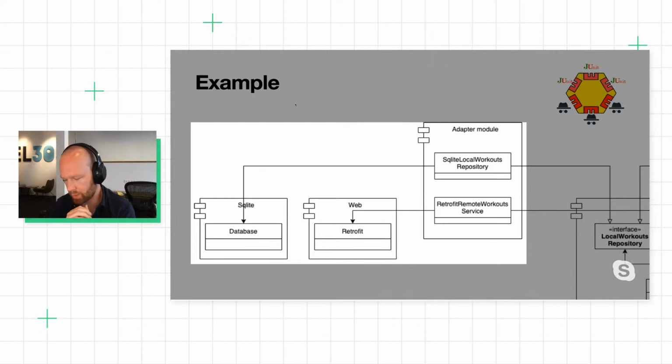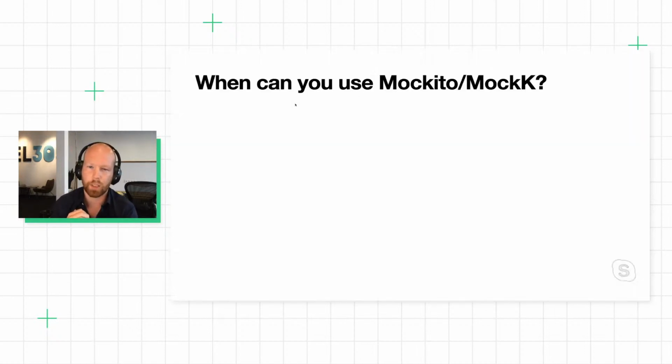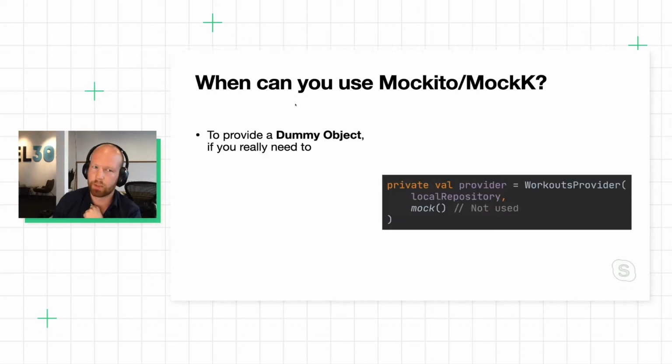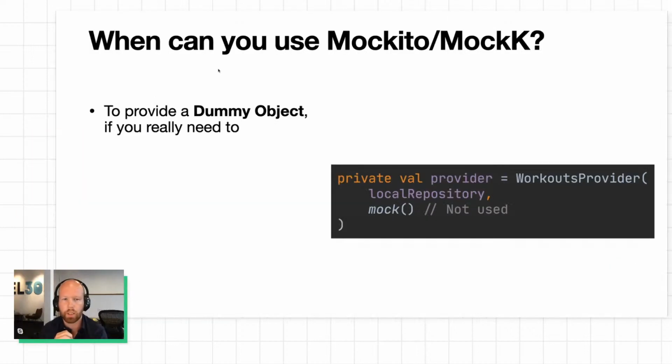But there are still cases where you want to use Mockito or MockK, whatever you're using. These dummy objects, they're really useful if you don't need to actually call into them in your test code. So with a mock function, you're just creating a dummy object, you're not using it, let it go. That's really useful to use Mockito for.